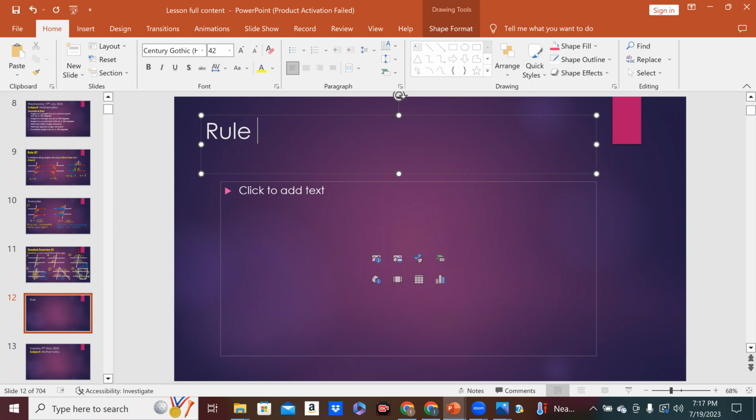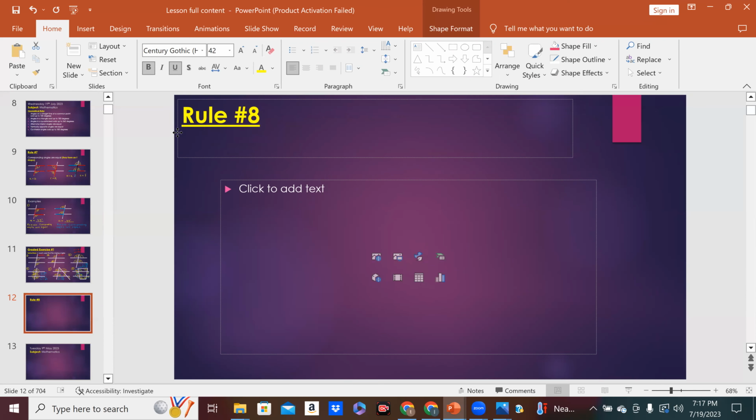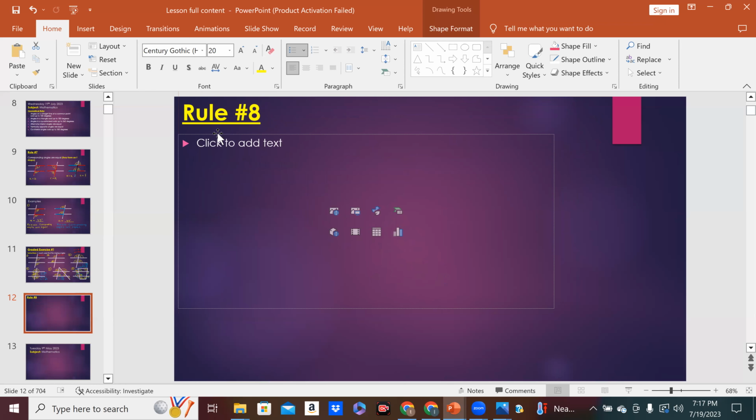This is rule number 8. Rule number 8 says that angles at a point add up to 360 degrees.